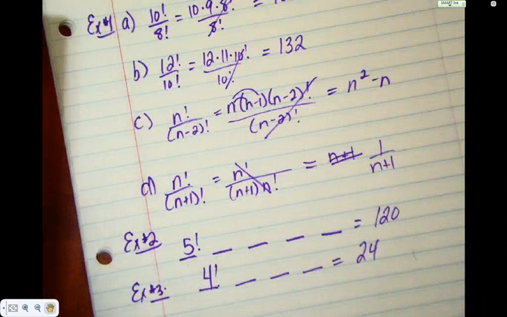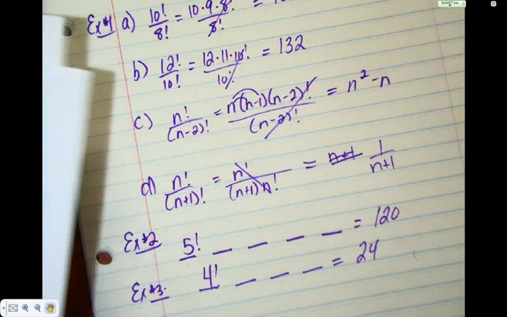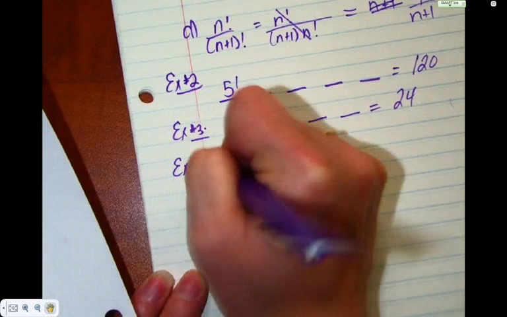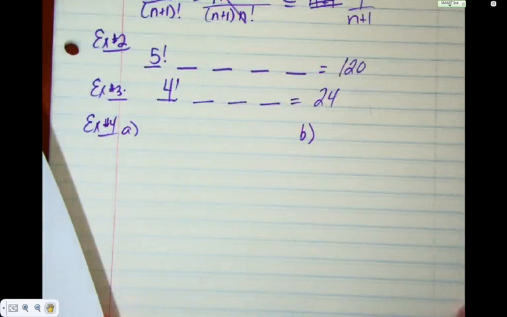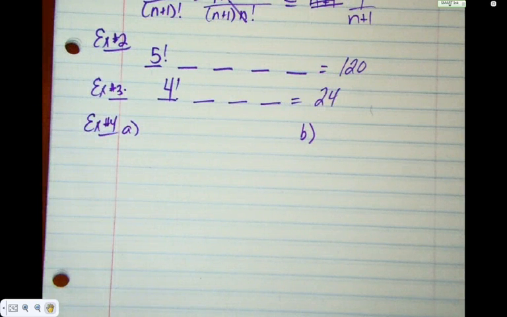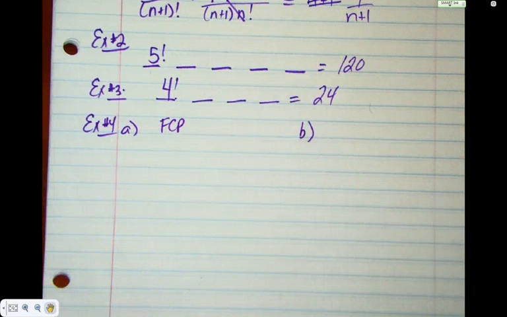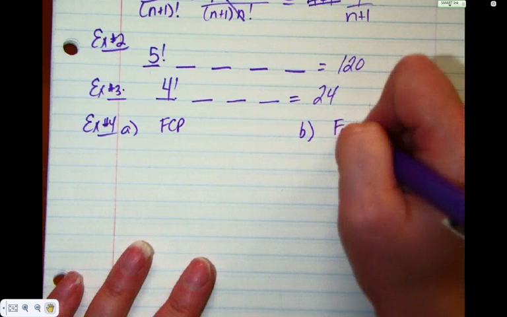Okay, so how do we use this formula? What's its purpose? We're going to do the exact same example we did on Monday. We're just going to do it both ways. So I'm going to show you first with the FCP, which stands for Fundamental Counting Principle, and then I'm going to show you with the formula.